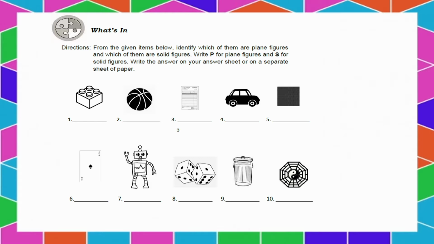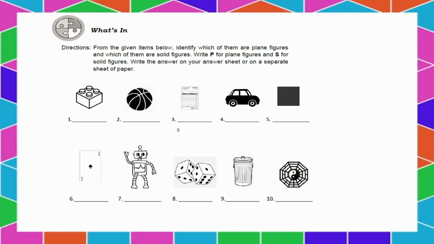Let's now have another activity. Just take a look at each figure, and then you're just going to identify whether the given figure is a plane figure or a solid figure. Just write letter P for plane figures and letter S for solid figures. Write your answer on your paper. You may start now.